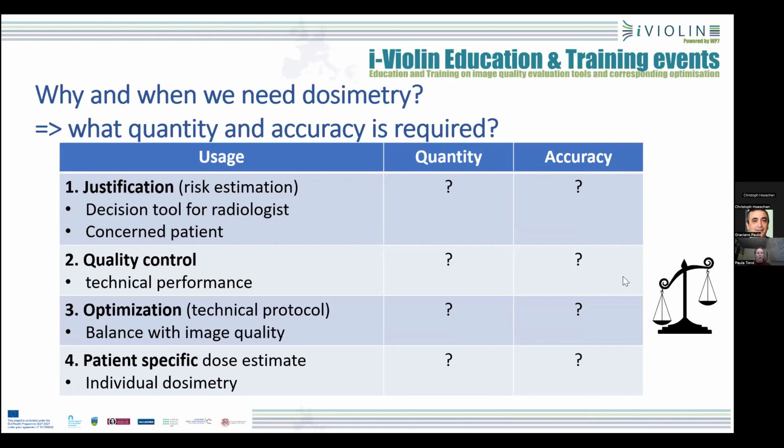We have technical protocols. We want to optimize them so that we have acceptable image quality, and the dose is on an acceptable level. The fourth level is really patient-specific dose estimate. So in some cases, we might want to do a specific estimation for an individual. And now we have all these different situations, and the quantities and the calculations that we might need might be a little bit different for these cases, and the accuracy requirement is definitely different for these different cases. And we will go through these cases, and in the end, I hope that we have the table filled with information.